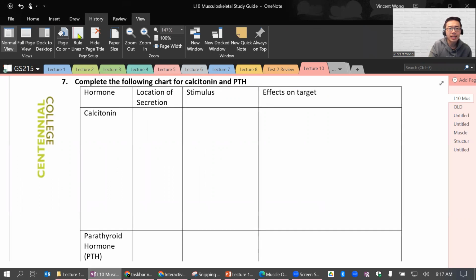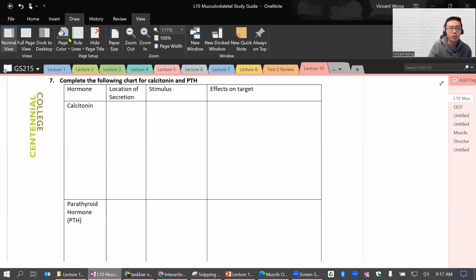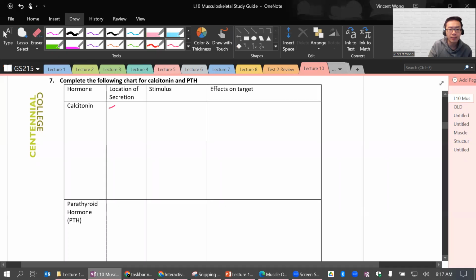Okay, so this is calcitonin. Location of secretion, I just told you that moments ago. That would be the thyroid gland.